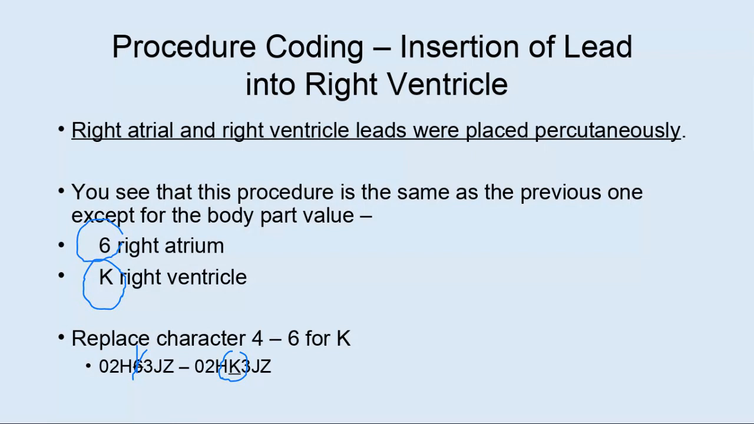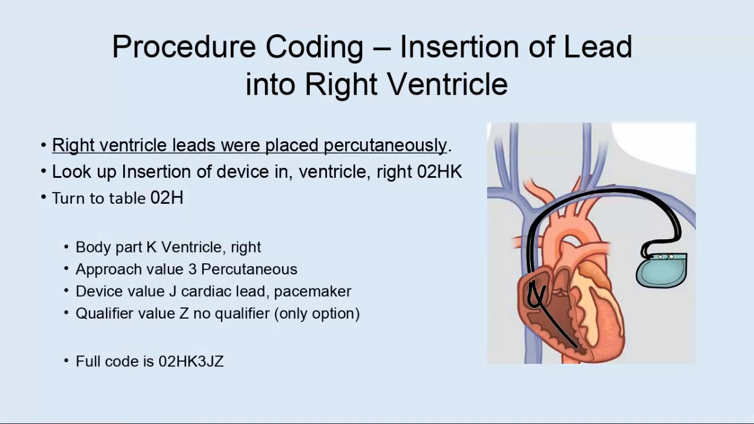Now, if you don't feel comfortable with that, you can go back to the index. So look up insertion device in ventricle right, which gives you 02HK, turn to table 02H, you've got ventricle, percutaneous, cardiac, no qualifier, and that takes you to 02HK3JZ.